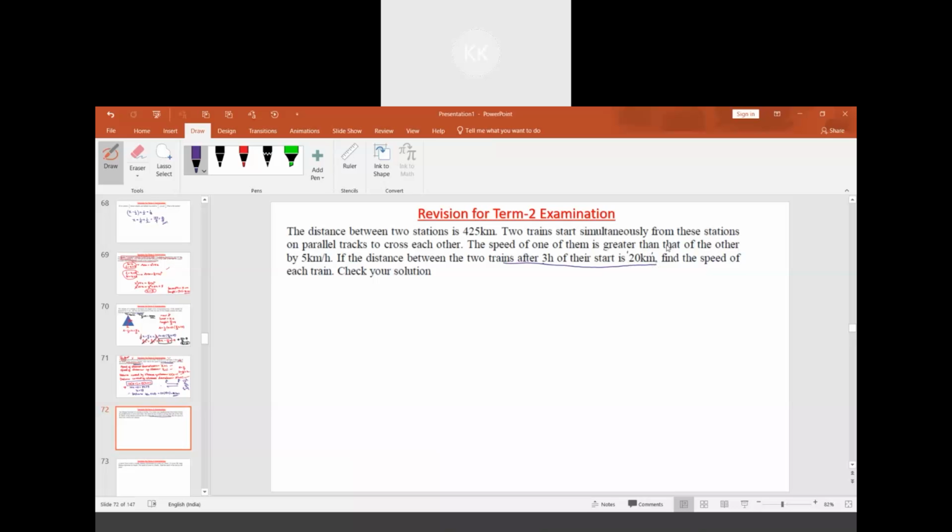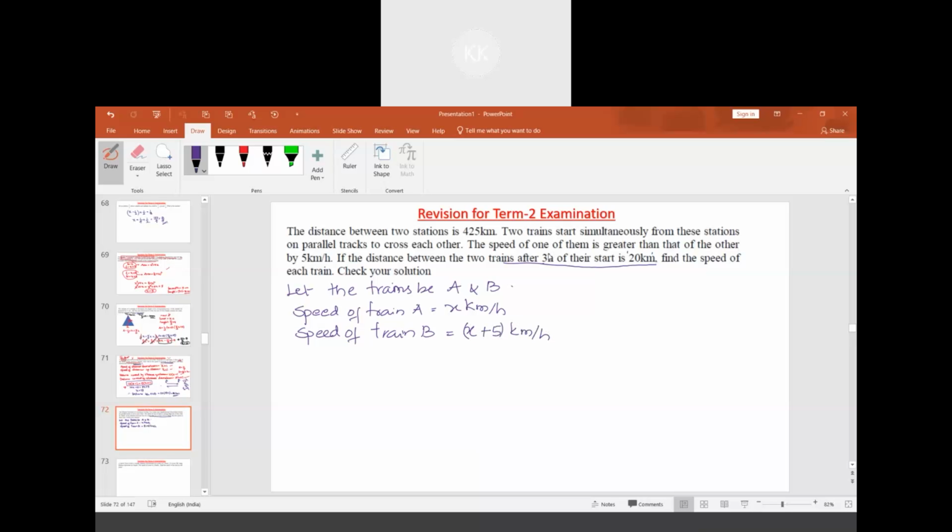Okay, let us try. Let me consider the trains A and B. The speed of train A I'll take as x kilometer per hour. So the speed of train B will be x plus 5 kilometer per hour.